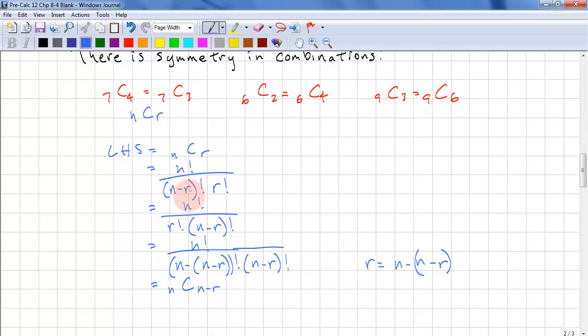Remember, our first one is r, so we're replacing that with n minus r. The second one is just r, and we're replacing that with n minus r. So this equals the right hand side, and we put QED.